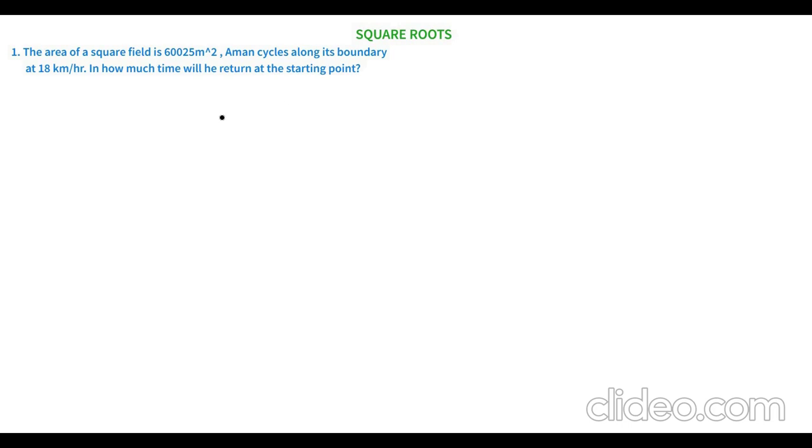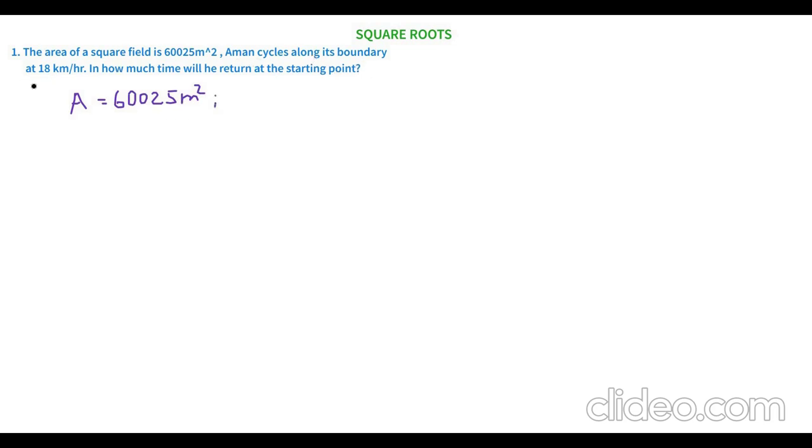Now whenever you have a word problem, try to split it into parts and first understand what is given and what is asked. So the first part, what is given, is the area of the square field, which is 60,025 meters square. So we know the area here. So the area is 60,025 meters square. This is the first part which is given to us.